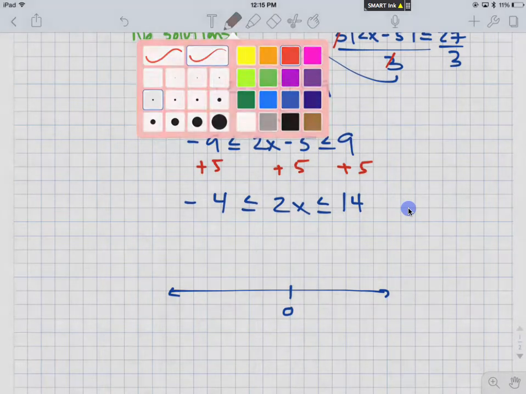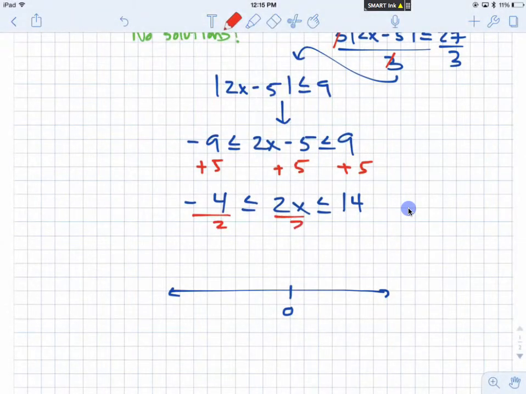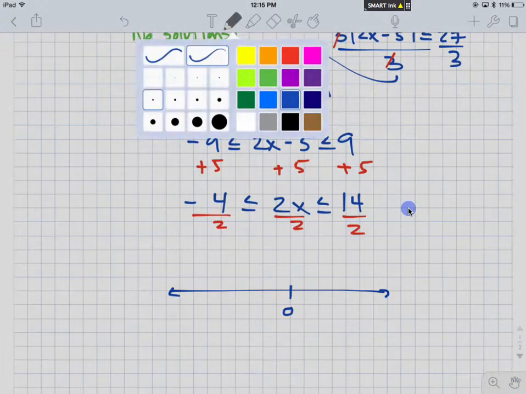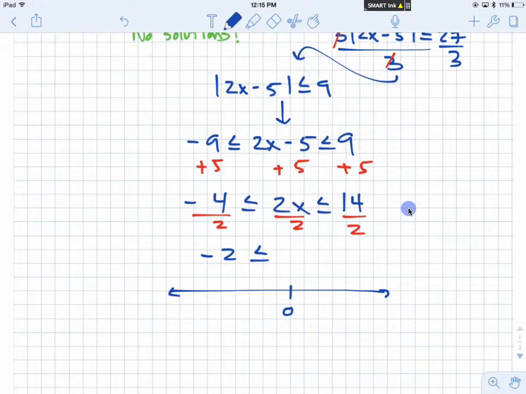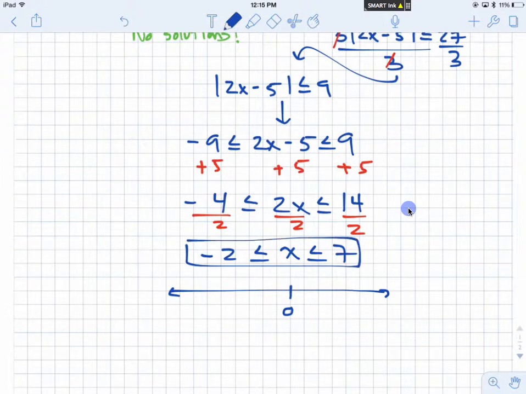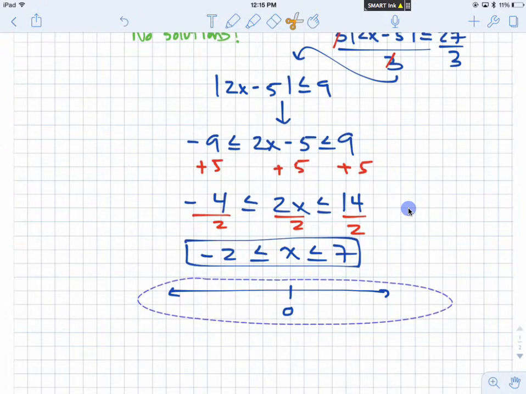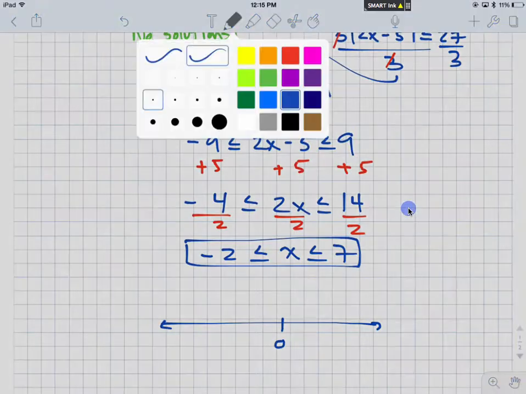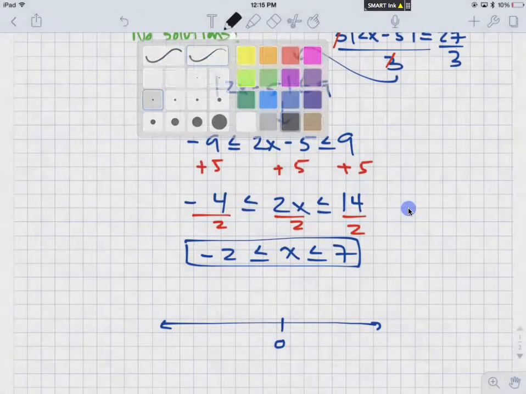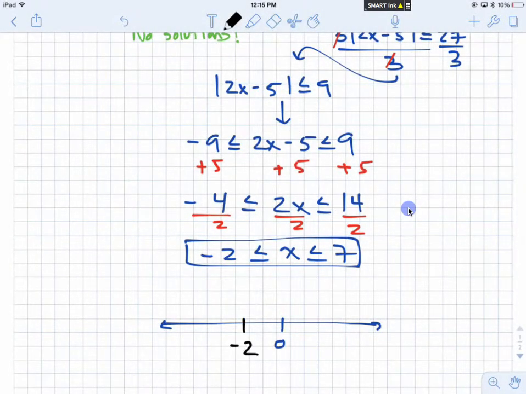And we divide all portions of this inequality by 2. We are left with negative 2 is less than or equal to x is less than or equal to 7, which means that in order to be a solution to our original statement, our x coordinate must lie between negative 2 and 7. And it can include negative 2, it can also include 7. So right here is our solution set.